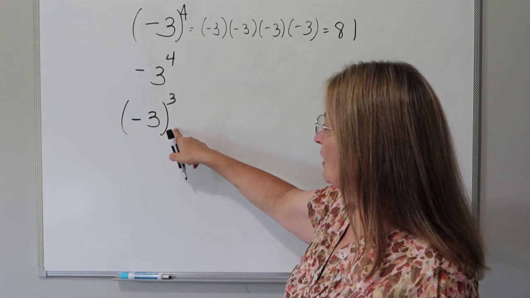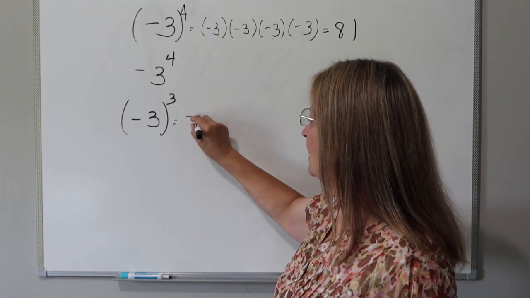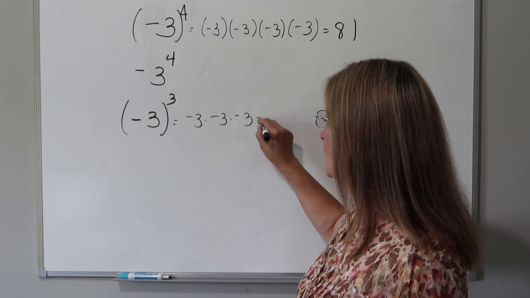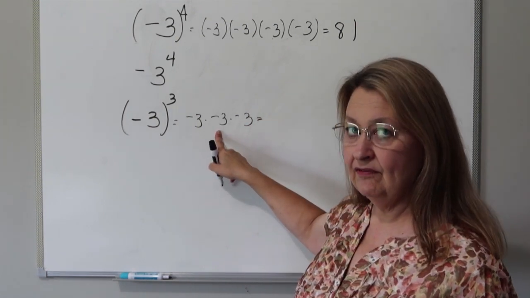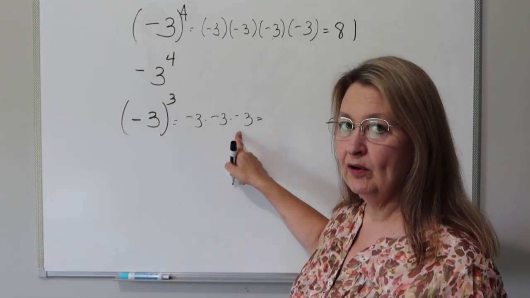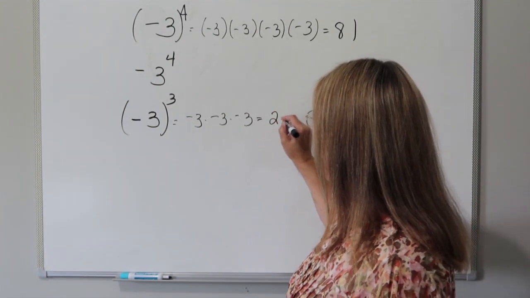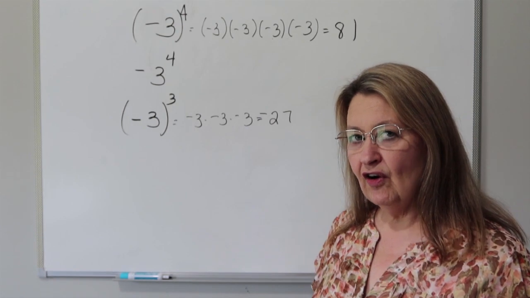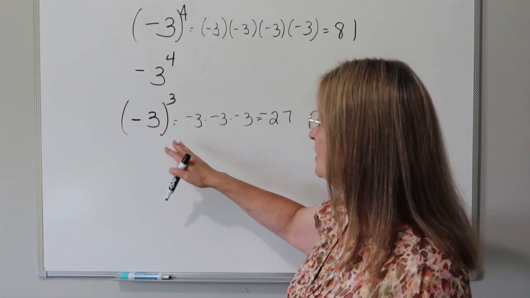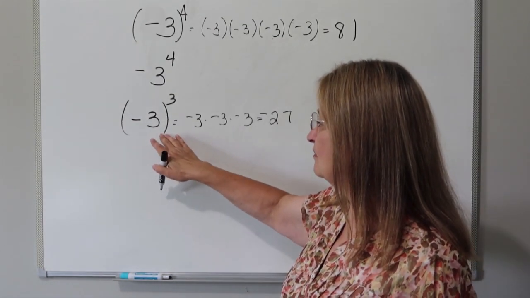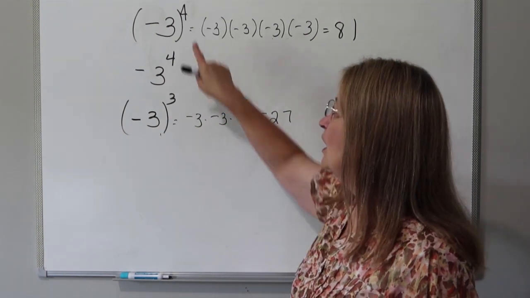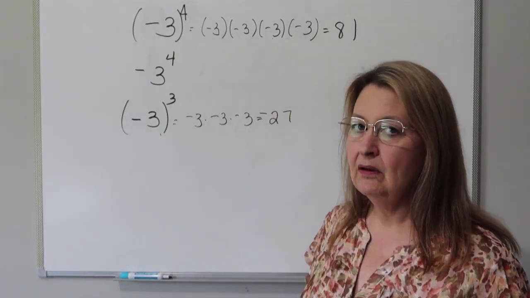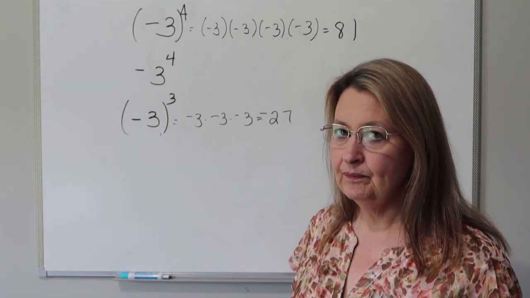But let's look at this one down here. If I have -3 times -3 times -3, well, a negative times a negative is a positive, but then you have one more negative. So this answer would be -27. So the first rule is if it's going to change from negative to positive, your exponent has to be even. If you have an odd exponent, you're still going to get a negative answer.